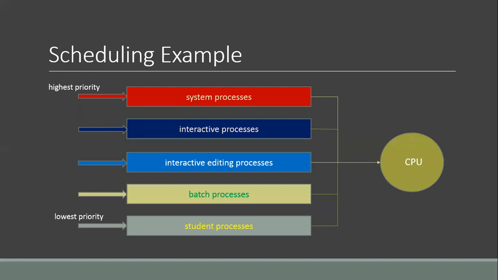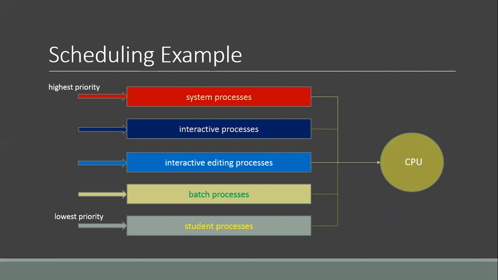Let's take an example of a system in which processes have been divided into 5 classes: system processes, interactive editing processes, batch processes, and student processes. Now, the ready queue has been divided into 5 partitions, and each type of process has been allocated to a specific queue.